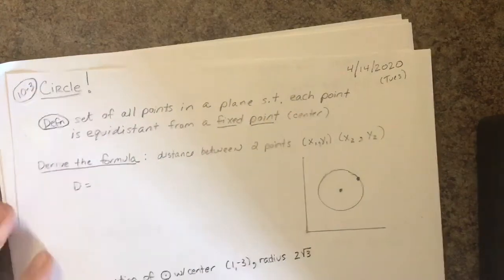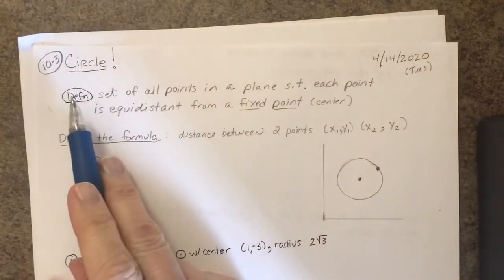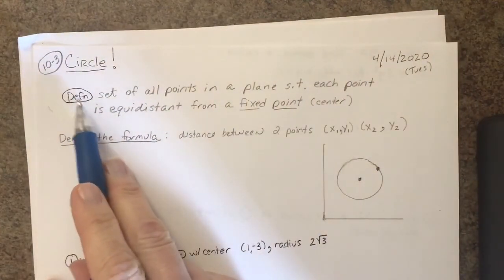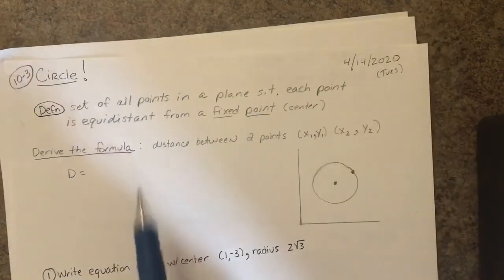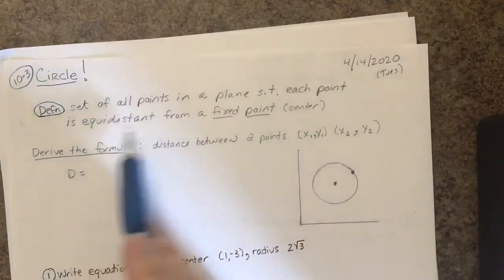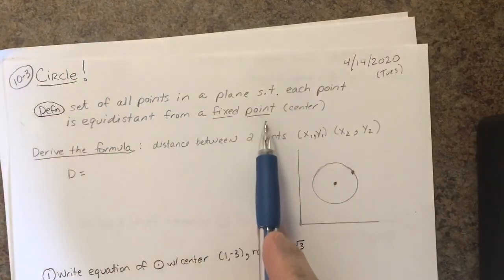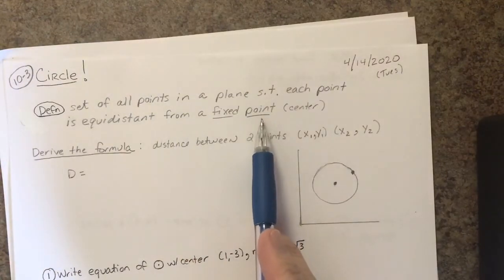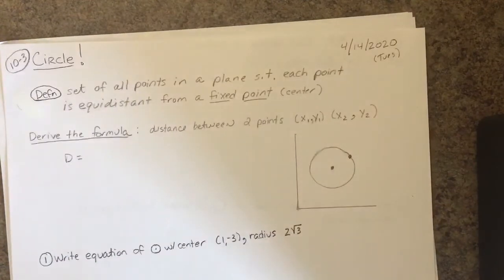Yes, you're right. Now we're going on to the circle. This is a nice, easy one, of course the easiest of all 4 conics. Definition: set of all points in a plane such that each point is equidistant, the same distance, from a fixed point. And that fixed point is, of course, the center of the circle. There's the definition of a circle.